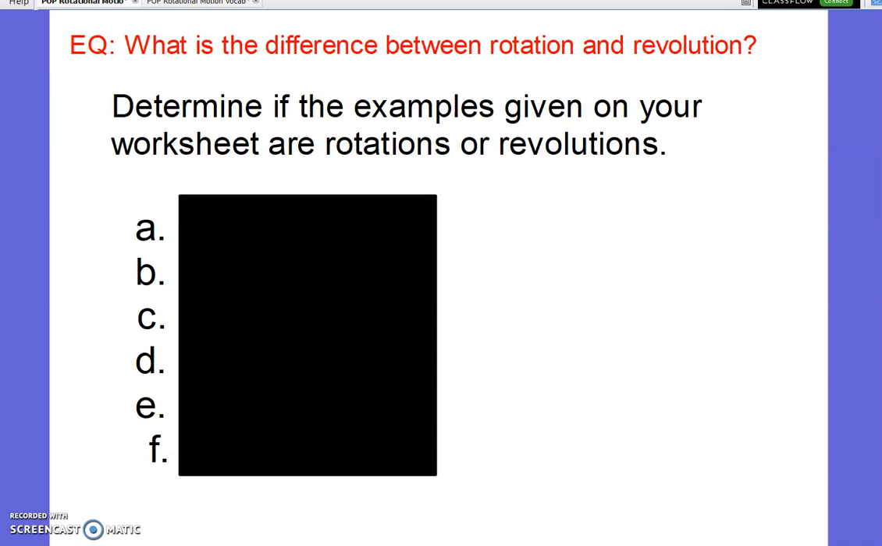Now, on your worksheet here, on your note packet, I want you to determine if the examples given are examples of rotations or revolutions. And in order to do so, I want you to pause the video and answer the questions. And then once you're ready, unpause, and we'll go over the answers. So at this point, please pause the video and go over or answer your questions A through F. All right, welcome back. Let's go through them one by one.